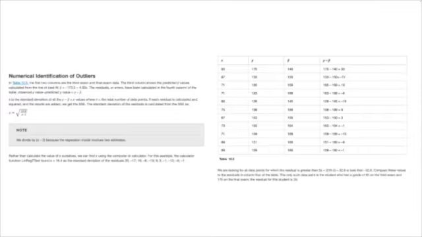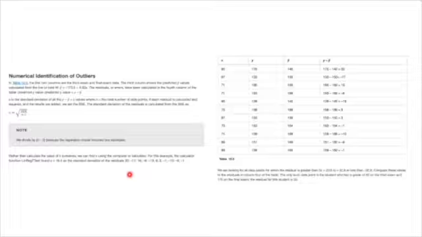Now, the numerical identification of outliers. In this table, the first two columns are the same third and final exam data that we've been doing. Y hat is the prediction value on that line of fit for each of the X's here. And then you would take the actual minus the predicted.